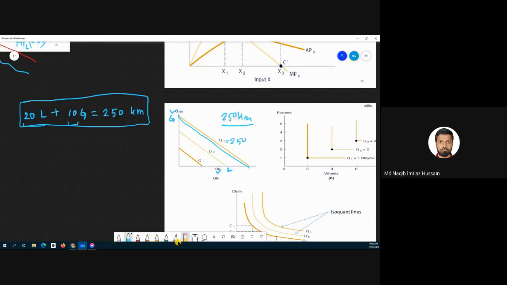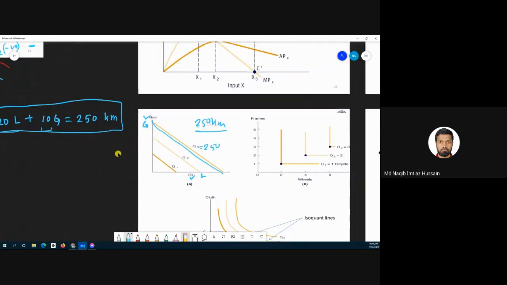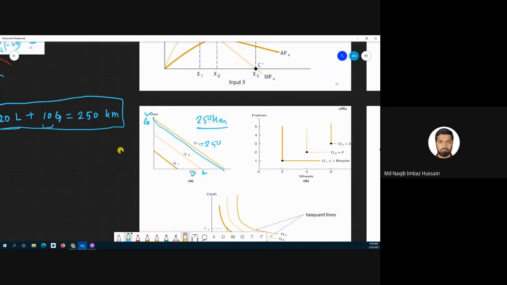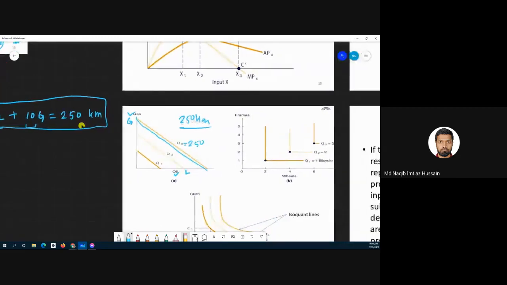Okay, so if you find any isochron line, on this line the output is the same, right? যতটুকুই তেল অথবা গ্যাস পোড়াও না কেন গাড়ি 250 কিলোমিটার যাচ্ছে, the output is same. So this is an isochron line, and on this isochron line it looks like a straight line. There is abundant substitution. You can use any amount of gas or any amount of oil, octane, to drive that many kilometers. So this is a straight line, and the substitution is abundant.